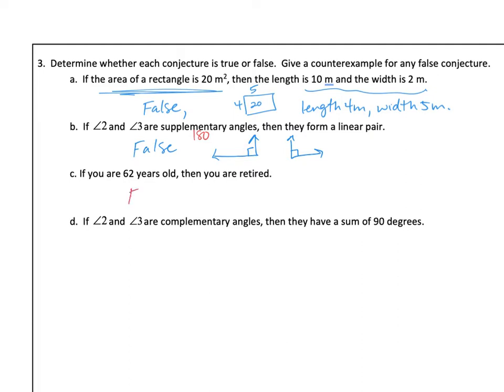Again, I think this is probably false. I'm trying to think of somebody who's kind of older and still working, and one person that came to mind is President Biden. President Biden's definitely older than 62 years old, but he is not retired, so he would be a counterexample. If angles 2 and 3 are complementary angles, then they have a sum of 90. Are there any complementary angles that don't add up to 90? I don't think so. This is actually a true statement. There are no counterexamples to disprove it.